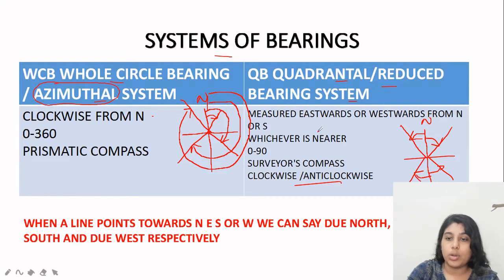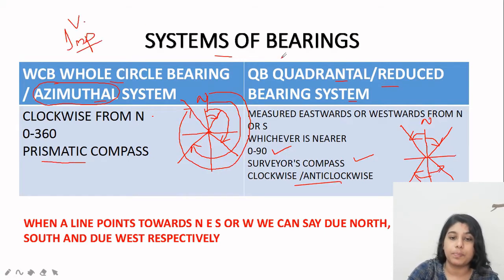The angle is between 0 and 90 degrees, and the surveyor's compass is used here, and in whole circle bearing the prismatic compass is used. These are very important points, and all can be asked as MCQs. When a line points towards north, east, south or west, we can say that it is due north, due east, due south, due west respectively. If it is due north, we can write it as north 0 degree.